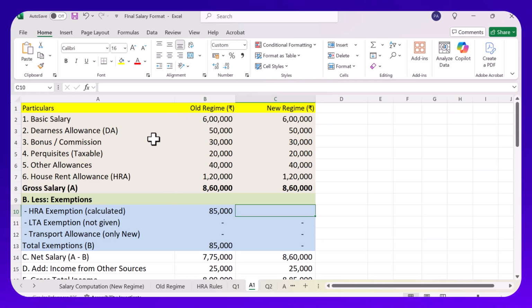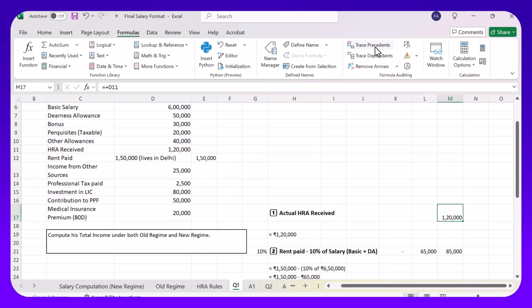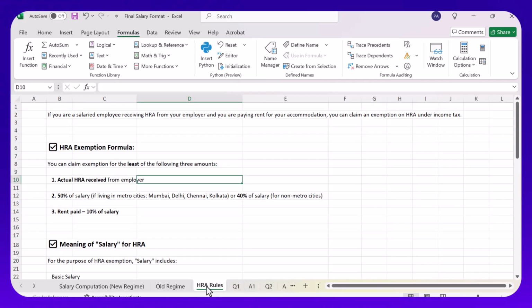So how do you calculate the exemption? It is given in the question itself. HRA received is how much? 1,20,000, and I'm just going to show you the formula here. So in the question, it is given that you are receiving an HRA of 1,20,000. You just put it on the side, and then the formula here is, before we calculate, we must know what the HRA rules are. Just read the HRA rules.